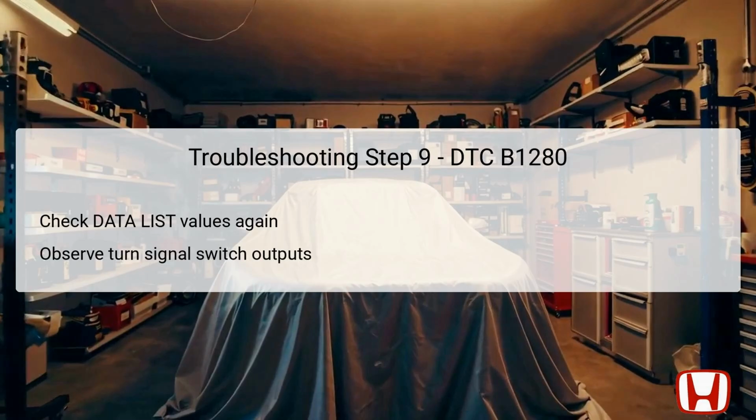In this step, you will again check the data list and assess the values of the turn signal switch after having disconnected the combination light switch. Like before, you will observe whether the switch outputs on the data list reflect the appropriate readings. Left on when the switch is in the left position, and right on when engaged to the right.